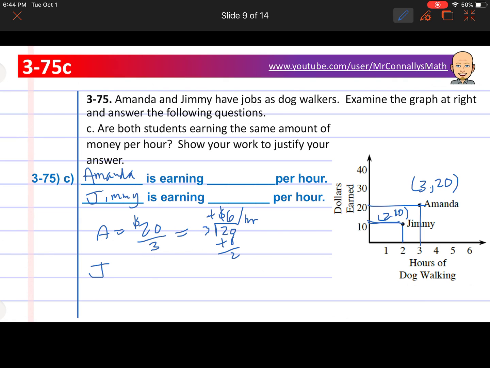And Jimmy, let's see if it matters. We really need to know the full amount. Jimmy has $10 in 2 hours. So that one's easy. 2 goes into 10 5 times. So Jimmy makes almost exactly $5 an hour. Okay, so go ahead and put those in there.